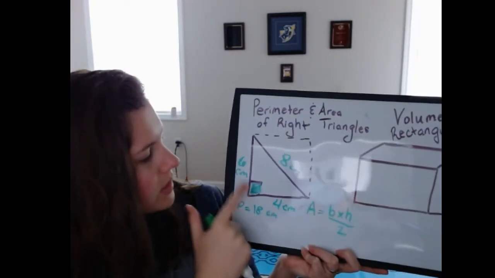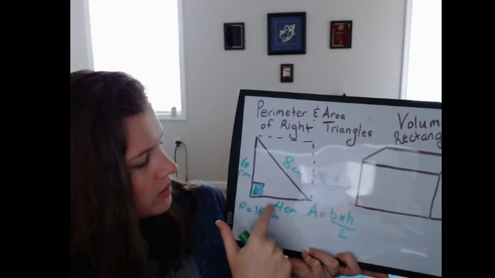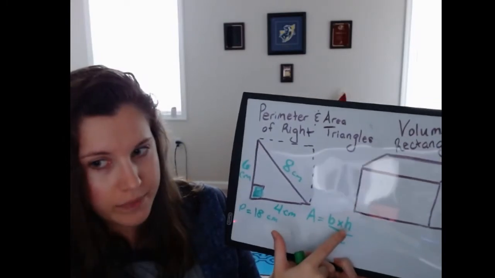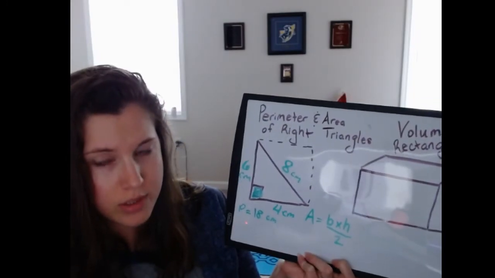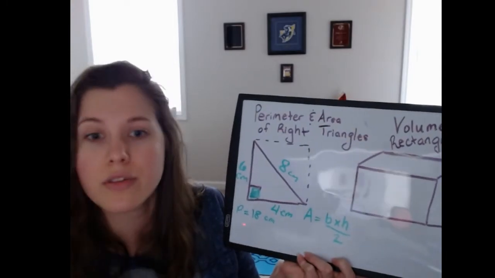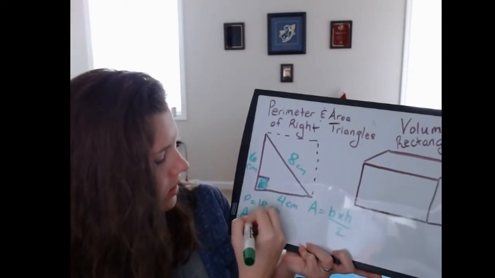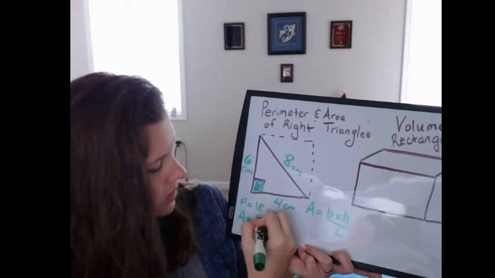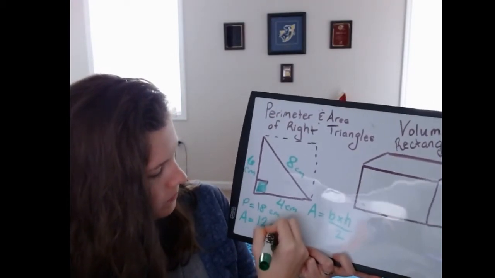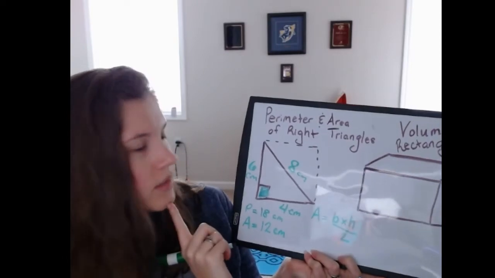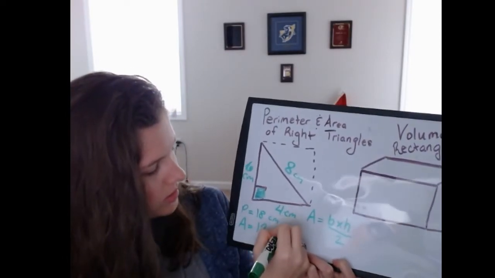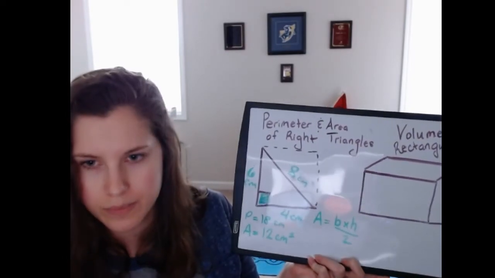So multiply the base times the height for our formula. 4 times 6 is 24. Now we just do 24 divided by 2. And if you know your facts, then you know 24 divided by 2 is 12. So that means our area is 12 centimeters. And remember what we do with area, it is centimeters squared.